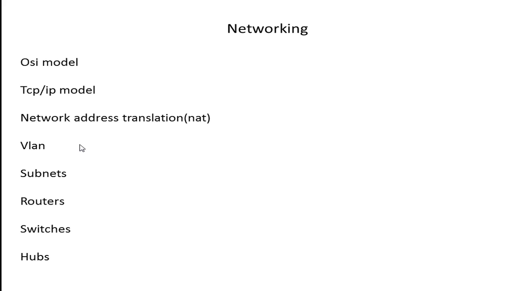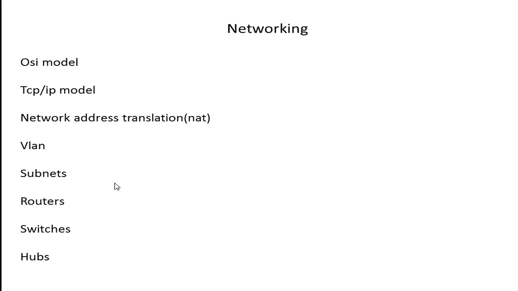Then we have VLANs, or virtual networks. We also have subnets. Sometimes we need to divide our networks into different smaller networks, or as we call them, subnets.